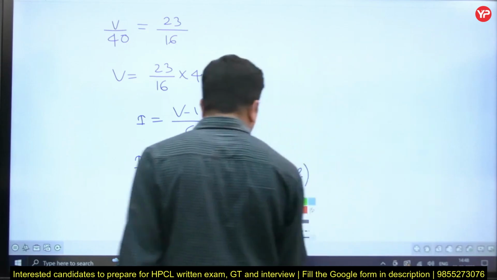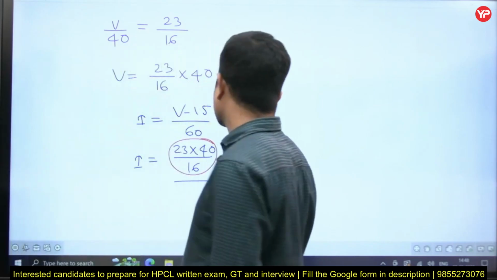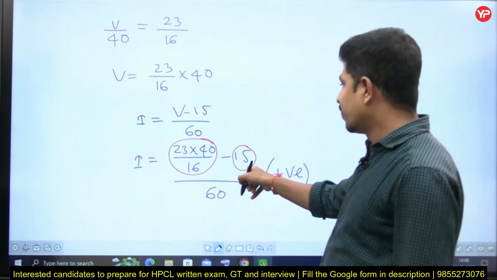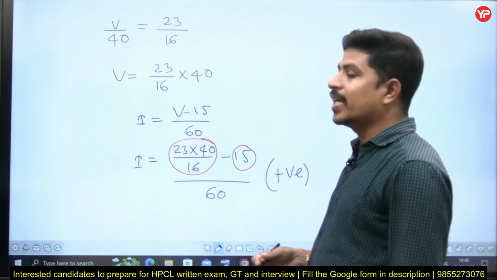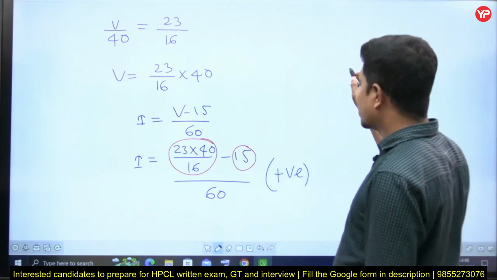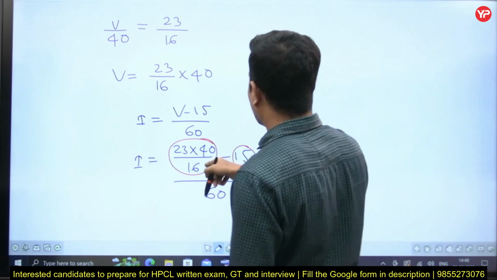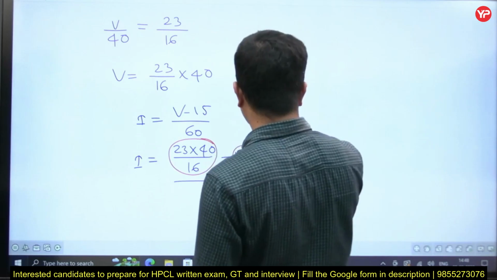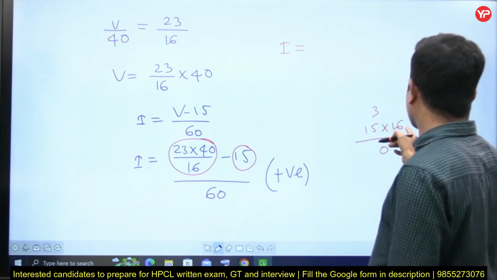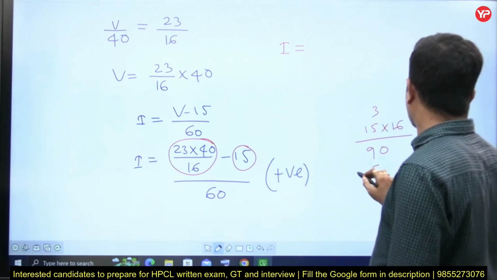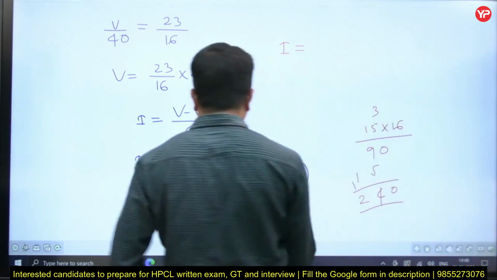Why? Because this part is always greater than this part. See, this is 15, downside it is 16. See this 23 into 40, I can write like this. Calculations are very important. How much is it? I can say 16 into 15, 15 into 16. 6 5 30, 9 5 1 0. How much is it? 4. This is 240.